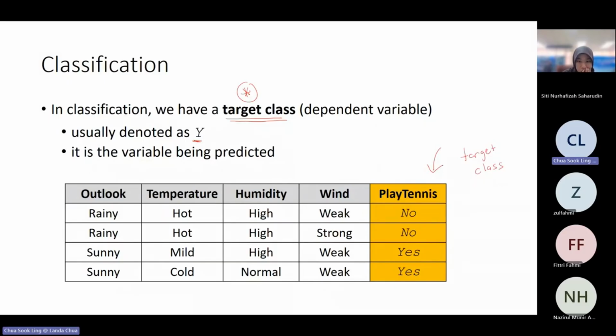In this example, we want to predict whether we want to play tennis or not based on the weather. So this is the weather: the outlook, the temperature, the humidity, and also the wind. And this is what we call the independent variables. The one in the last column is what we call the dependent variable. The last column is the one that we want to predict, whether we want to play tennis or not based on the weather.